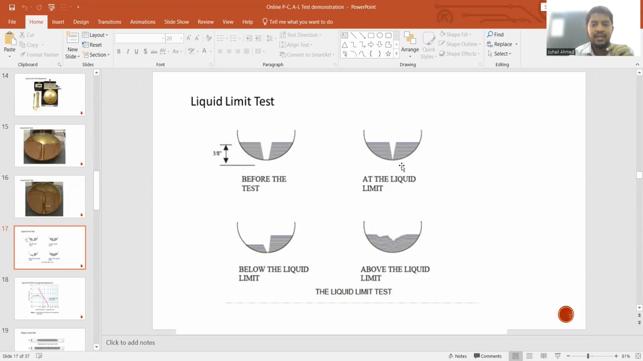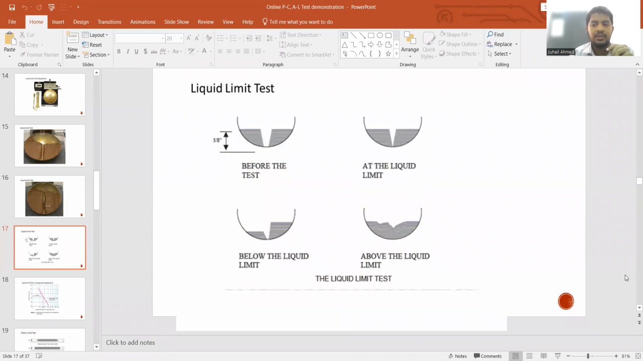When you are at the liquid limit, after its closure, the cross section will be like this. Below the liquid limit, it will appear like this. Above the liquid limit, it will appear like this. Okay, cross sections. So if you get this kind of thing when you are doing the practical, you can understand the scenario, whether it is above the liquid limit, when you applied more water, or lower.